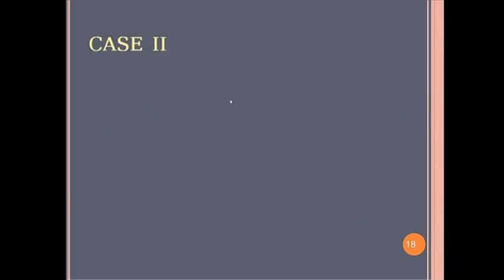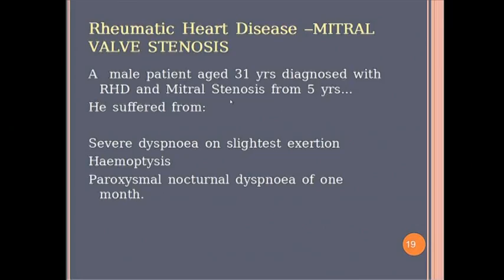This is another case of mitral valve stenosis. A male patient aged 31 years, diagnosed with rheumatic heart disease and mitral stenosis for 5 years. He suffered from severe dyspnea on slightest exertion. There was hemoptysis, there was paroxysmal nocturnal dyspnea. This is one of the classical signs of mitral stenosis, the paroxysmal nocturnal dyspnea, where the patient just wakes up at night. He's fast asleep and he just feels totally breathless. So this is a very classical symptom of mitral stenosis.